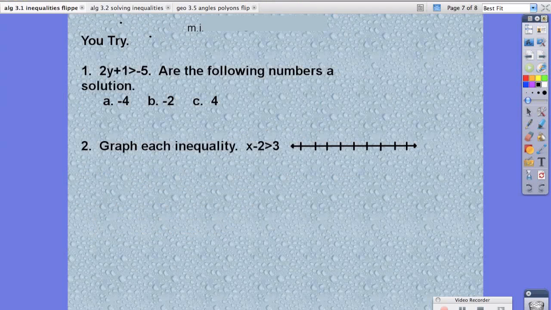Now it's your turn. Try the following problems. For number 1, you're going to test to see if the following numbers are a solution, and then I want you to graph each inequality.